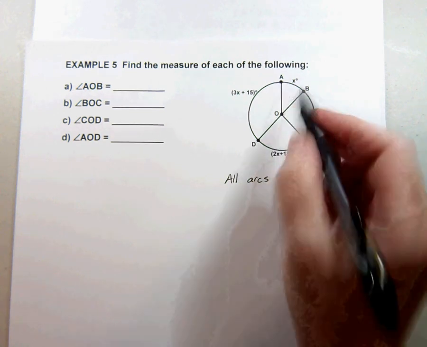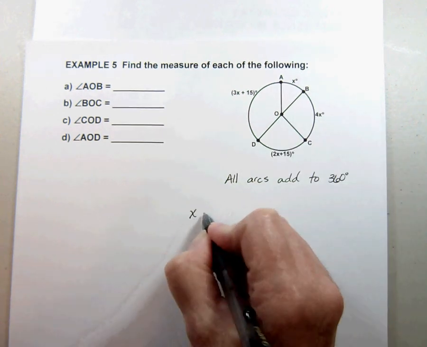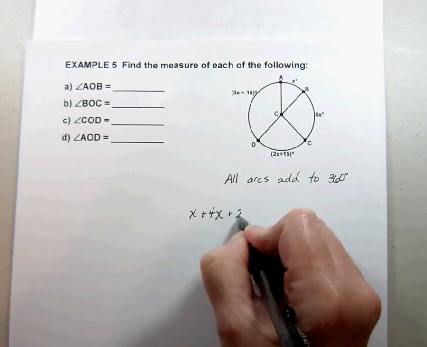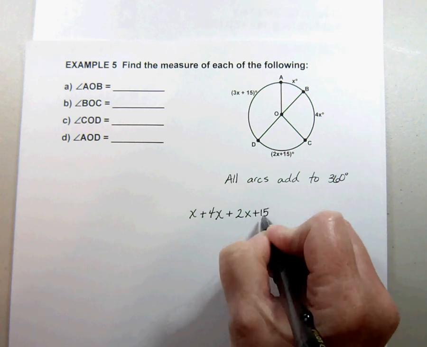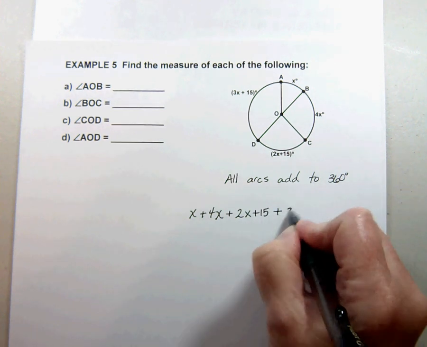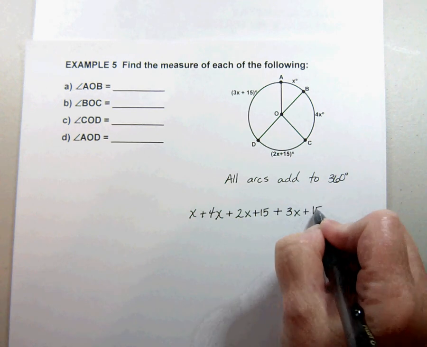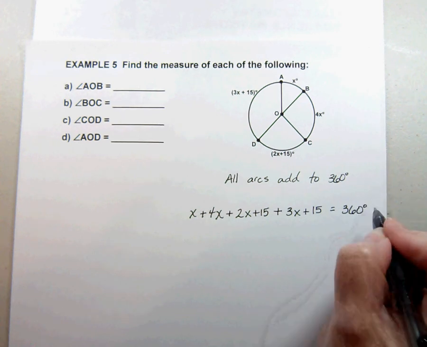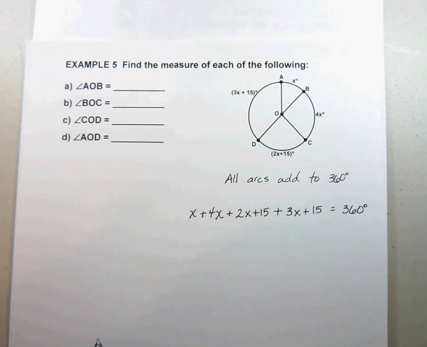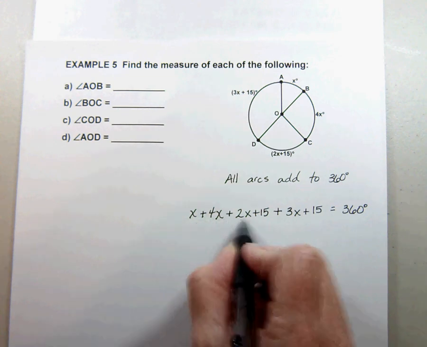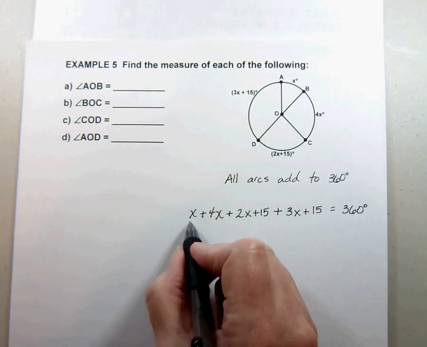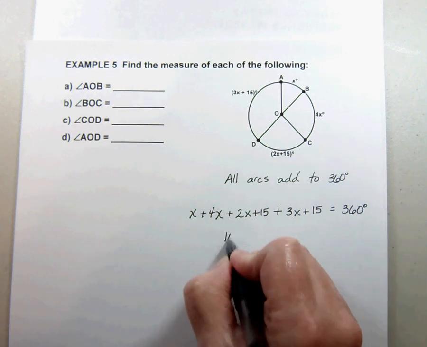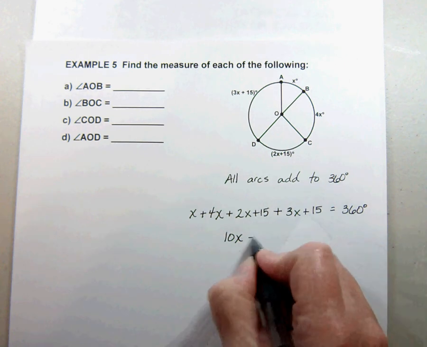Let's start with AB. Since AB is x, BC is 4x, DC is 2x plus 15. I'm not going to worry about the parentheses. And DA, the arc DA is 3x plus 15. You don't really need the parentheses. You can leave those off. 360 is the sum of all the arcs. So here's our algebra problem. If you notice, you have 1, 2, 3, 4 x terms, and if you add a 1x, a 4x, a 2x, and a 3x, that's 10x. If you add the two 15s, that's 30.